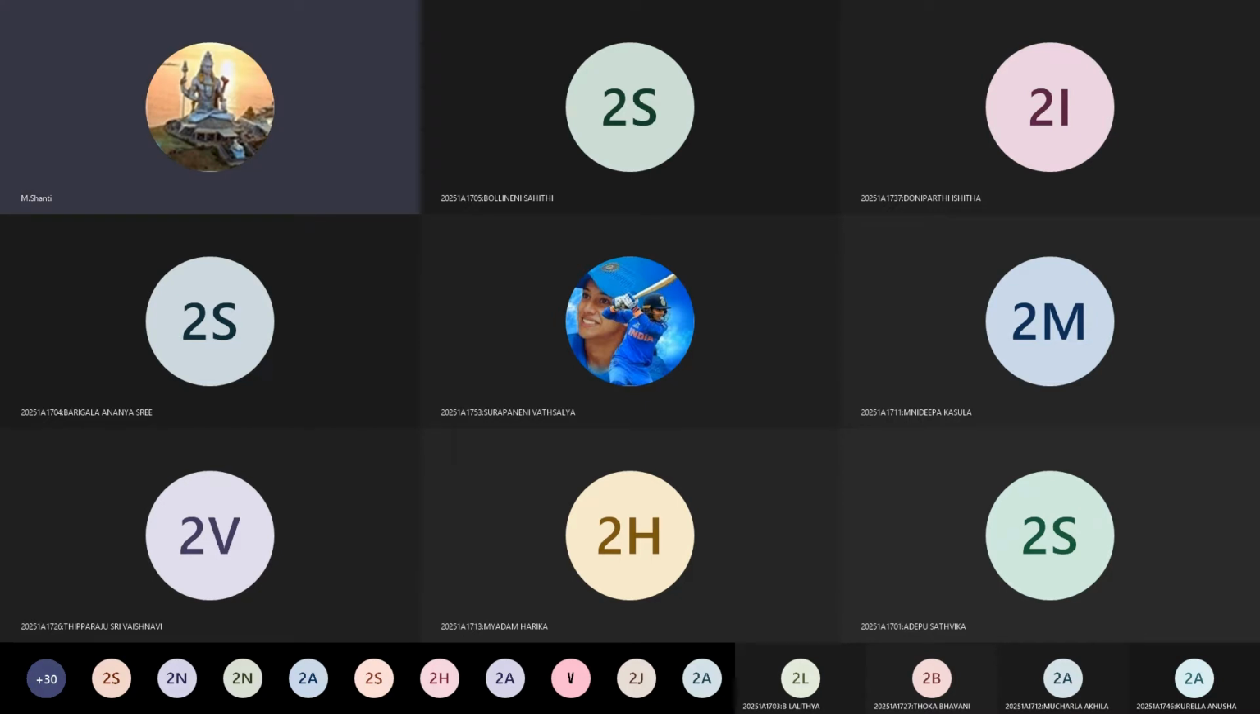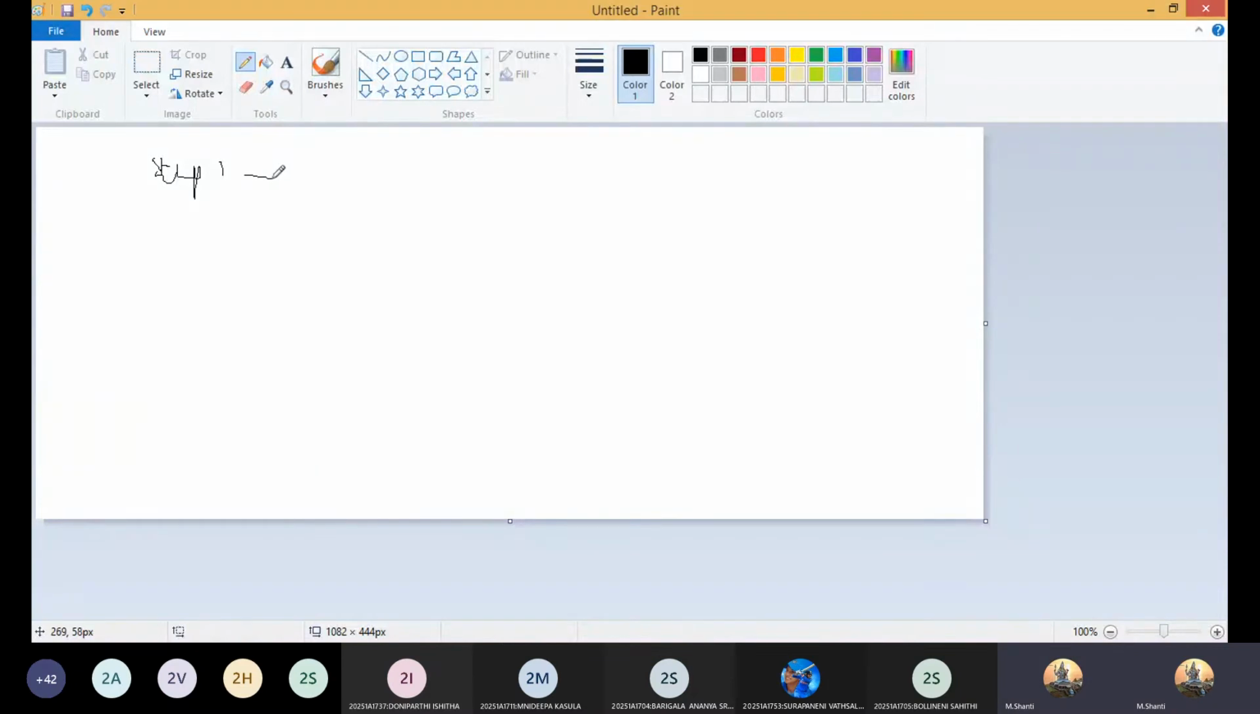Tell me the values quickly, girls. Step one. What is step one? M1. Okay. What is the molarity? How to calculate? What is the molarity here? This is nothing but the M1 value. Weight by molecular weight into 1000 by volume. This is the formula. What is the weight?